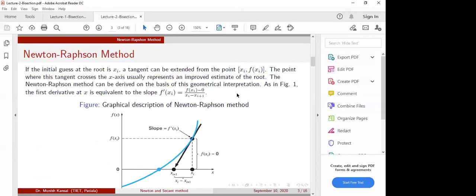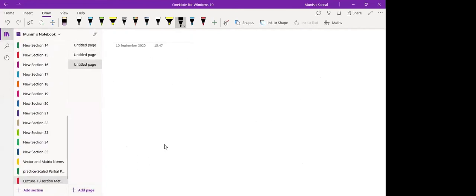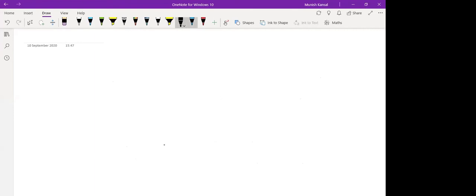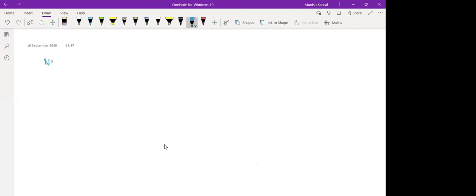So basically, you might have studied Newton-Raphson in your undergraduate courses. So let me just recall the idea of Newton-Raphson, how this method works and how it is better than the bisection method or secant method. Let me just give you the brief idea of Newton on the notepad. Newton's method.